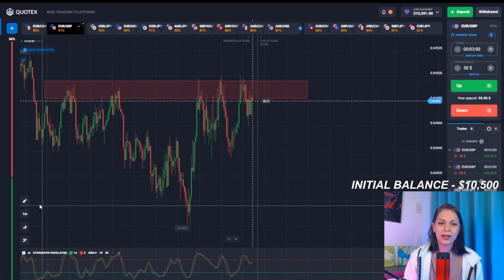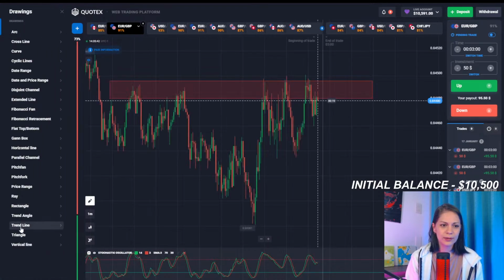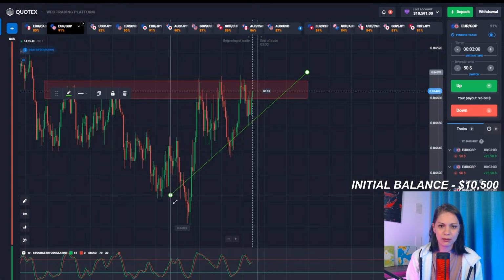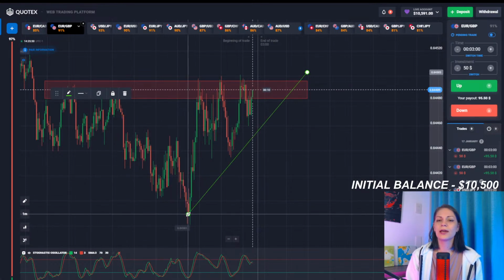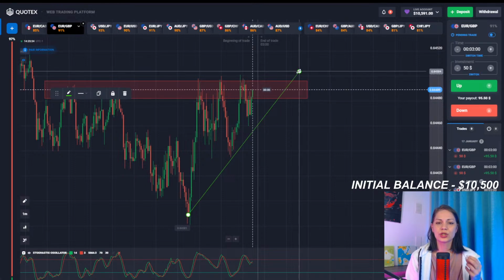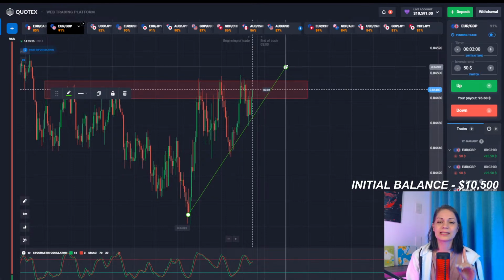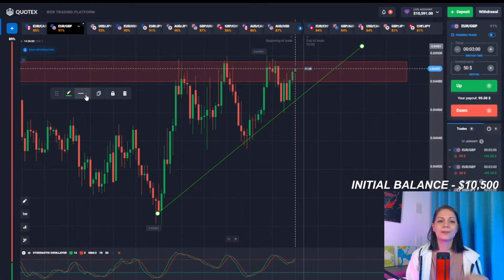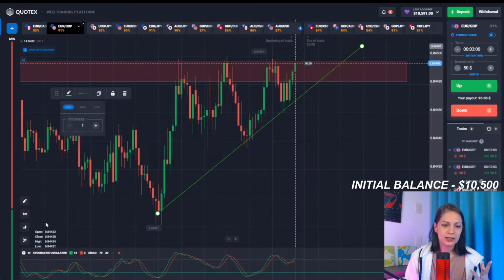And for now, I see that we have some sort of uptrend forming, and this is kind of looking like a triangle. What is a triangle? We see right now that on the top, the price is pushing the same resistance level, but at the same time, our lows are being updated.